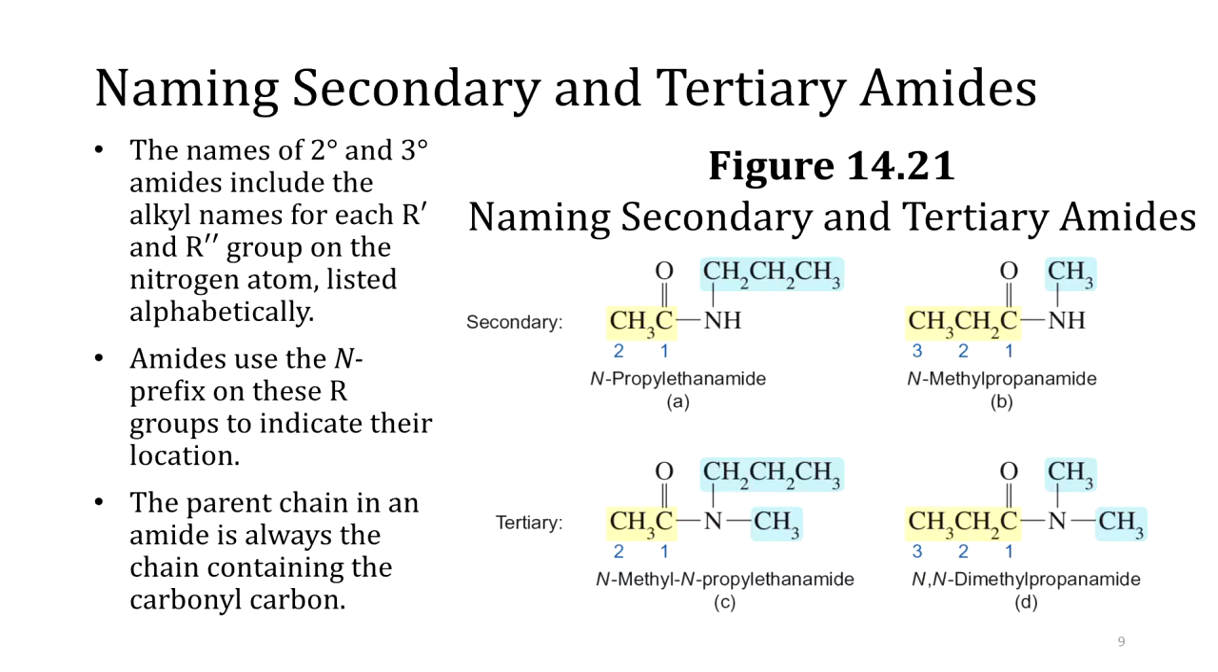Next up, we have the propyl group on the carbonyl and a methyl group on the nitrogen, so we would call this N-methyl propanamide. The tertiary systems, we have 2 nitrogen groups, and if they're different, like in C, then we could have, for example, a methyl and a propyl, so we would call this N-methyl-N-propyl ethanamide. Or if they're both the same, like in D, we can have N,N-dimethyl propanamide.